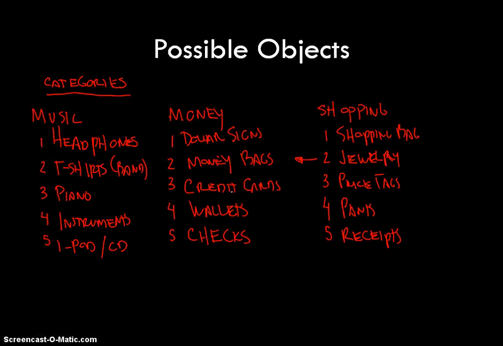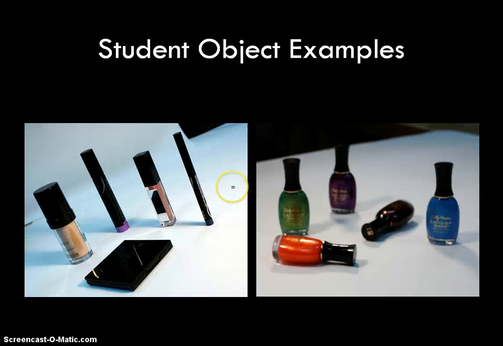Next, we went through our categories. We came up with 3 categories as a class, and you gave me examples of things that can be brought in to represent those different categories. Now, your job is to develop a category of your own and objects you can bring in, just per the other things. Here are some examples that students brought in.